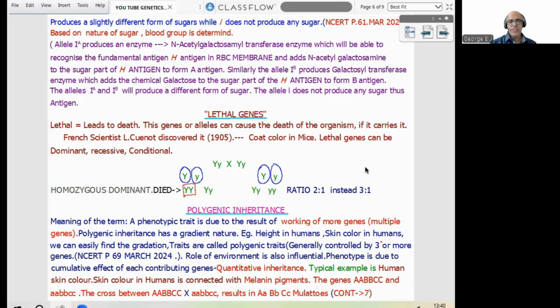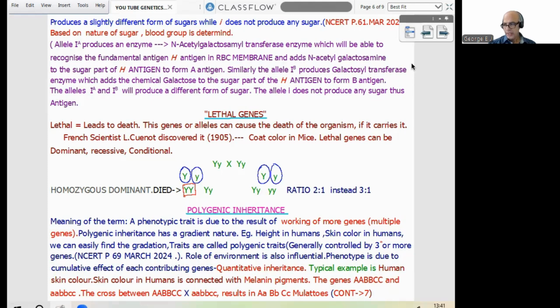A typical example is human skin color. Skin color in humans is connected with melanin pigments. The genes involved are capital A, capital A, capital B, capital B, capital C, capital C, and in reverse, small a, small a, small b, small b, small c, small c, just like a trihybrid cross. A cross between full dominant and full recessive gives the intermediate, that is capital A, small a, capital B, small b, capital C, small c. They are generally called mulattoes or intermediates.